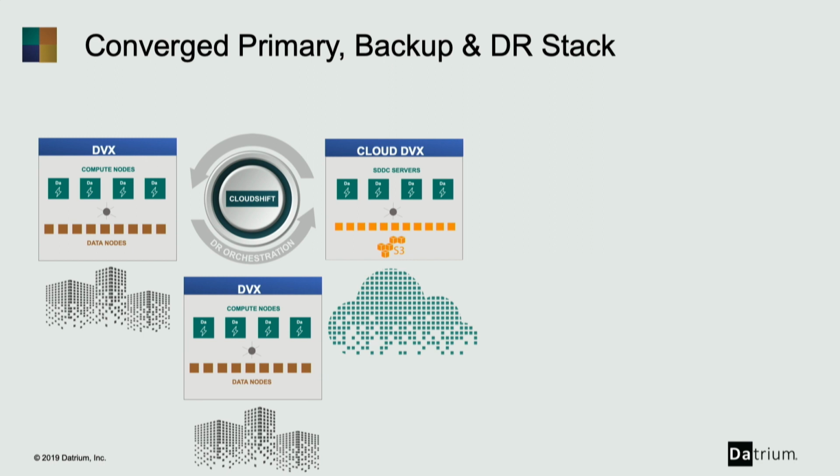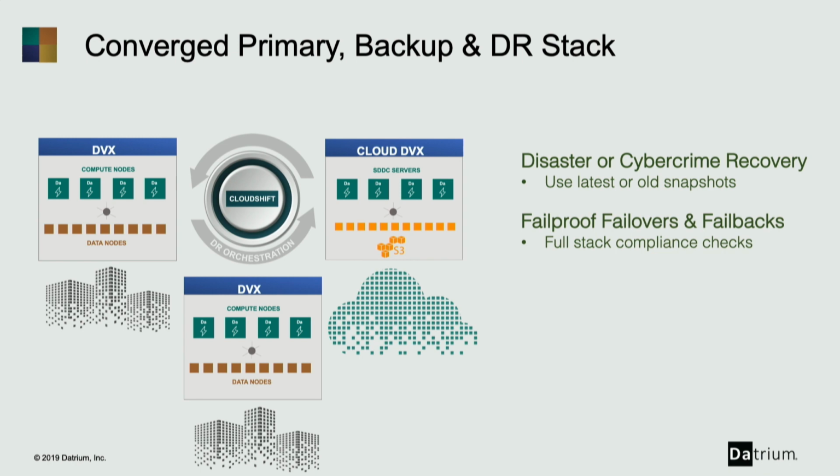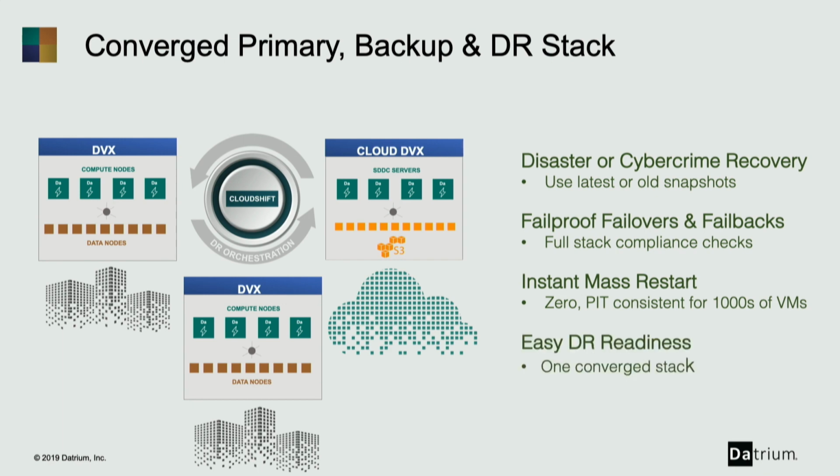One really big point is that it's a converged primary, backup, and DR stack, and there are some very interesting benefits that emerge from this. One, as I said, use latest or older snapshots. Second is that we can now do end-to-end compliance, so when you fail over, it's supposed to work. You can do instant mass restart. And this is kind of to your point, whether it's on-prem to on-prem or on-prem to VMC, you can power on a large number of VMs instantly, and you get very easy DR readiness. So for our customers, when we take this offering to them, it's a no-brainer. They're basically like, wow, this is the simplest way I can get DR ready today.